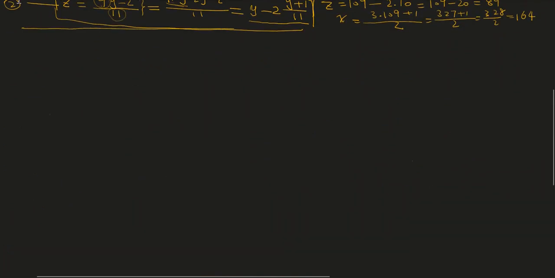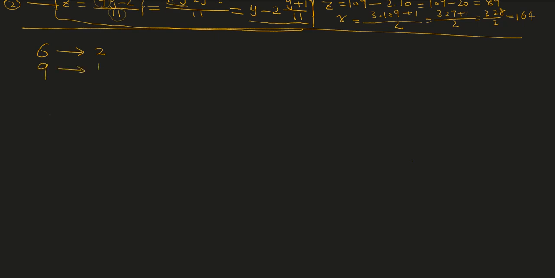Okay, so let's recall the 3 crucial conditions in this problem. We have a remainder of 2 when divided by 6, right? And we have a remainder of 5 when divided by 9. And we have a remainder of 7 when divided by 11. Good. So this is the remainder, right? And this is the divisor.